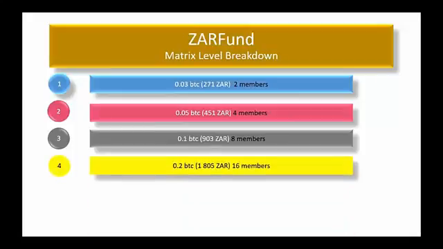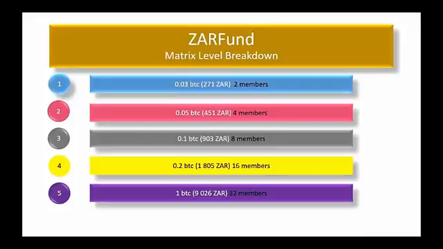On level 4, you would receive 0.2 Bitcoins and 16 people would have to pay you the exact same amount to reach level 4. And when you get to level 5, you'd now have to pay 1 Bitcoin, and 32 people would have to pay you the exact same amount to eventually upgrade themselves to the 5th level.